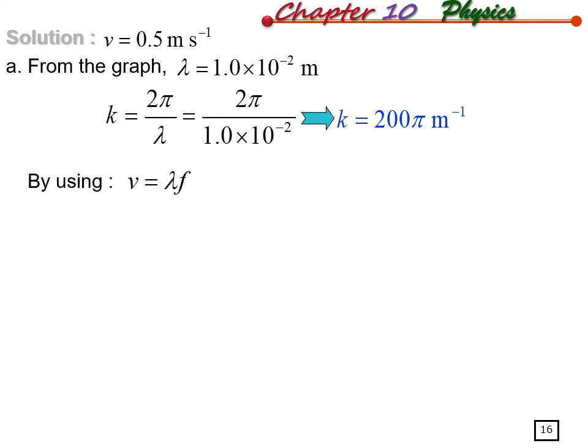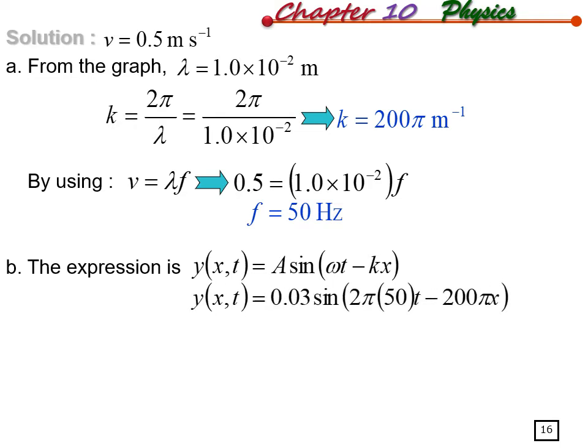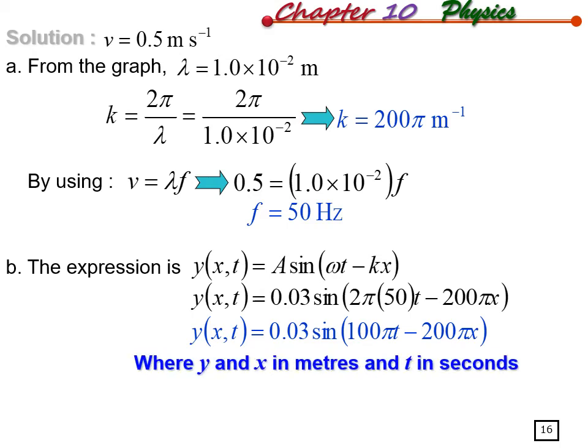And then by using the equation v equals lambda f, we can determine the value of frequency, which will be 50 Hertz. Then by using the general equation A sine of omega t minus kx, we can replace in the values. Omega will be equivalent to 2 pi f, and then minus kx, which we already determined over here. So just replace in and simplify the equation to obtain the final value.